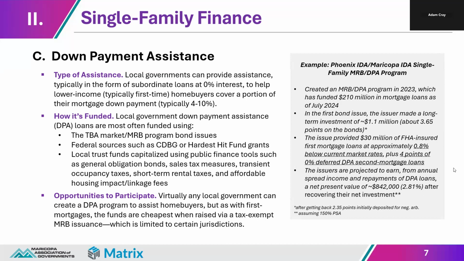In terms of the opportunities to participate, again, virtually any local government can create a DPA program and fund it with the sources I just mentioned. But the cheapest funding is going to come from those tax exempt bonds that I talked about in the piece about first mortgages, and of course, access to that volume cap that's going to allow you to get that tax exempt rate is limited to those four entities I mentioned.